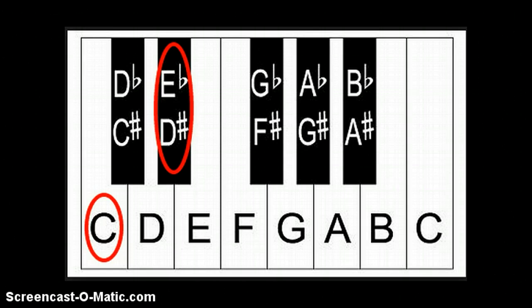The reason being is that now you have 3 half steps and you have 2 notes that stand in between, which would be C sharp and D in this instance. Okay, there you have it. This is our lesson on half steps, whole steps, and 1.5 steps.